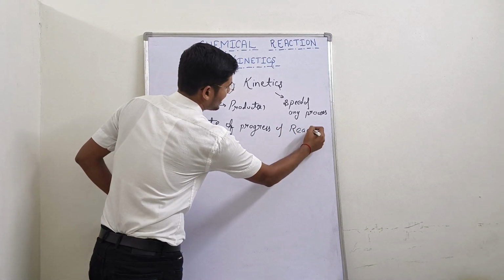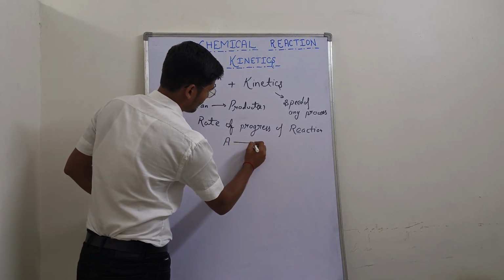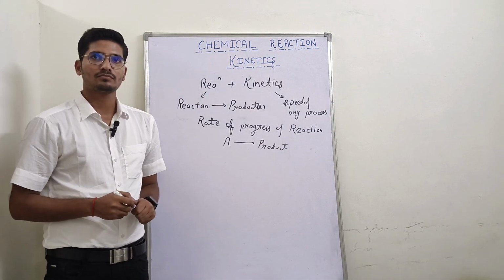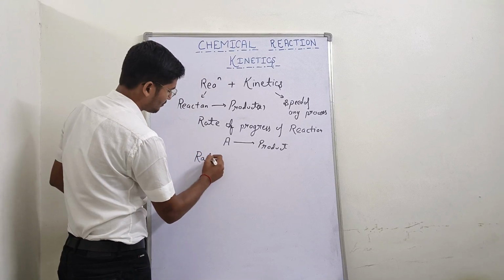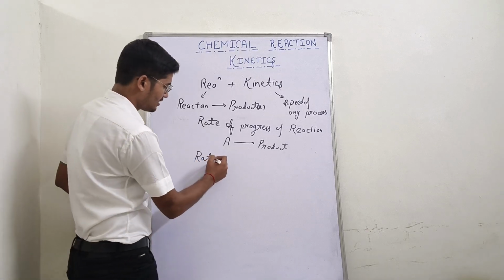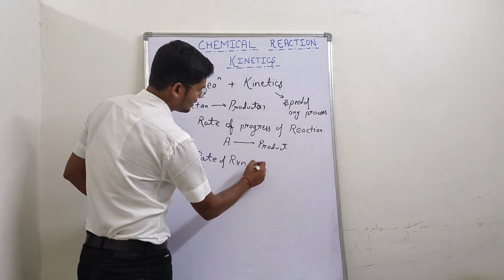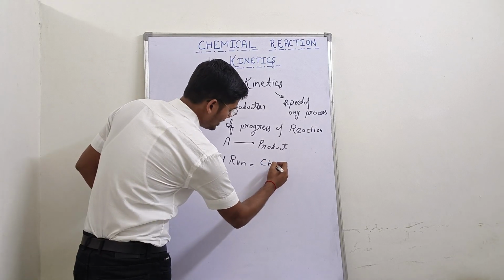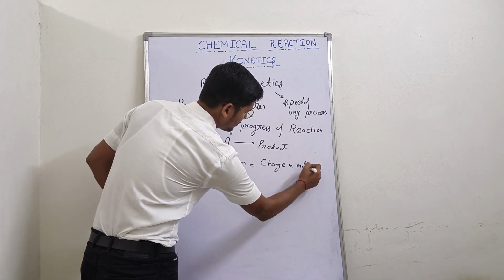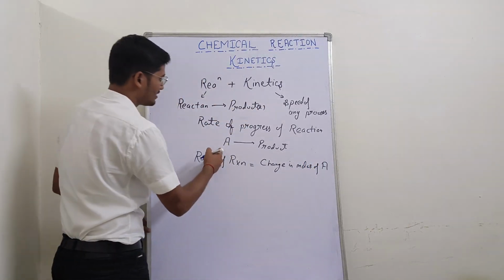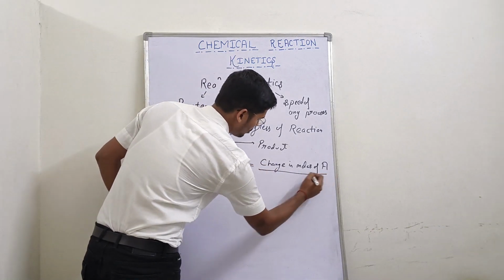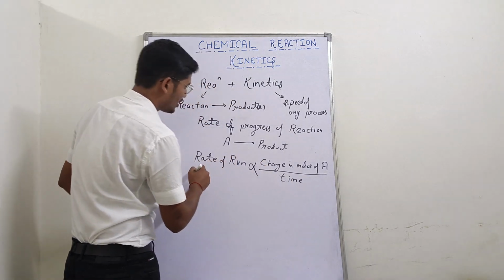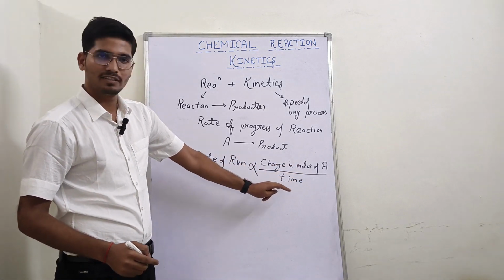Let us take an arbitrary reaction: A gives product. What is the rate of reaction defined for this type of reaction? For every reaction, the rate of reaction in general terms is defined as the change in number of moles of reactant species with respect to time. So we'll write here the change in moles of A, because A is our reactant in this reaction, with respect to time. Rate of reaction is directly proportional to the change in number of moles of A with respect to time.